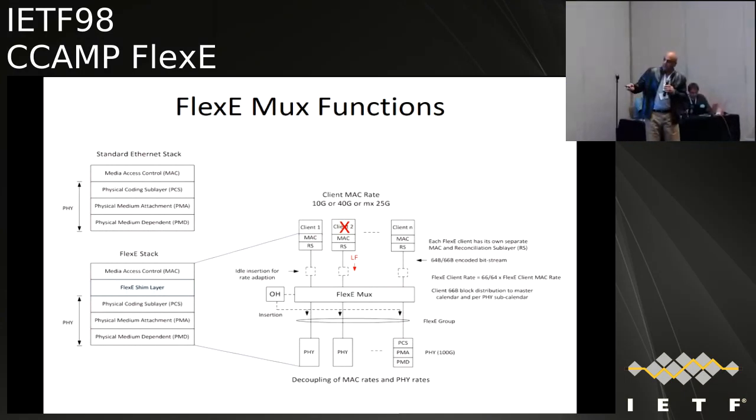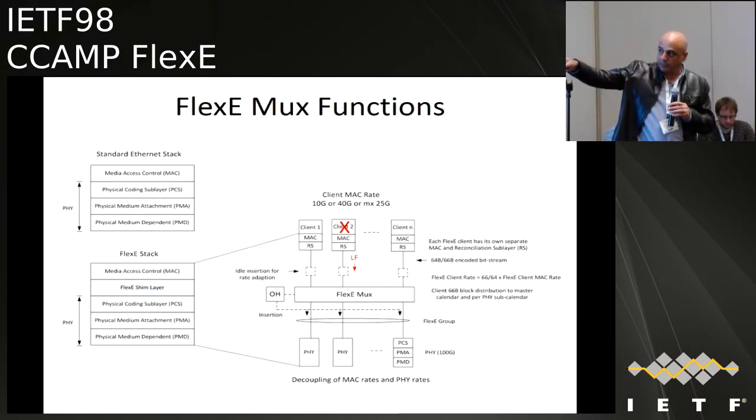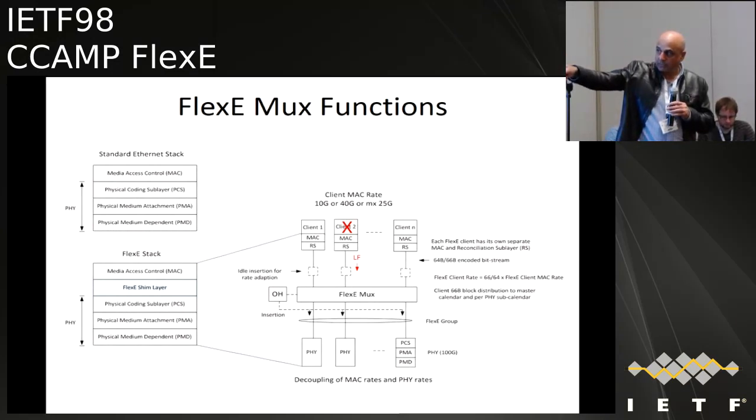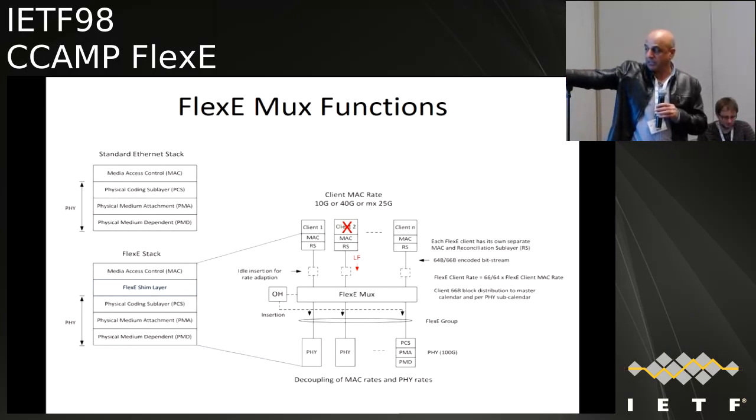Here is an example comparison. On top is shown the standard Ethernet stack. FlexE introduces a shim layer, from the PCS downward is the standard 100 gigabit stack, and then there's a shim layer which does multiplexing, demapping, and scheduling. All those functions are done in that layer. And then you have the MAC layer. This is how you achieve the decoupling: I can have PHYs of 100 gig, and by grouping them I can create a bigger pipe, and support clients of any corresponding rate.